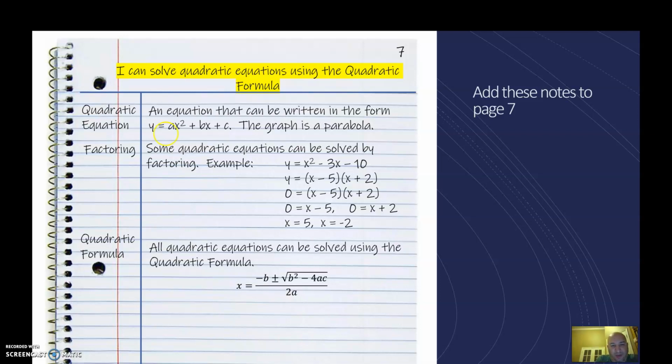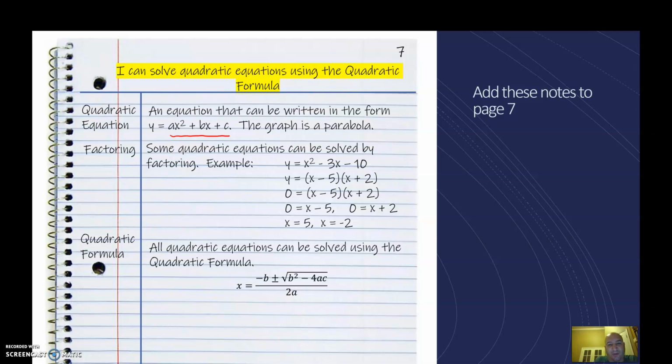So you can see here that a normal quadratic equation has an x squared, an x, and then a c. So the a, b, and c are the numbers in front. The a is the number in front of the x squared, b is the number in front of the x, and the c is a number that doesn't have a variable.